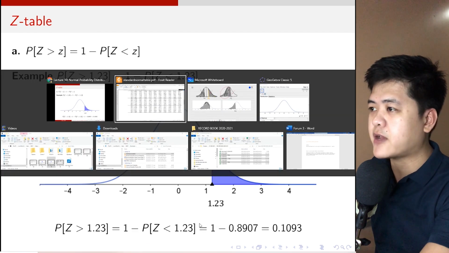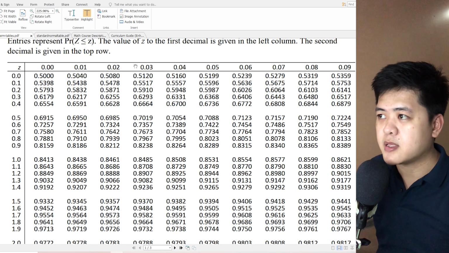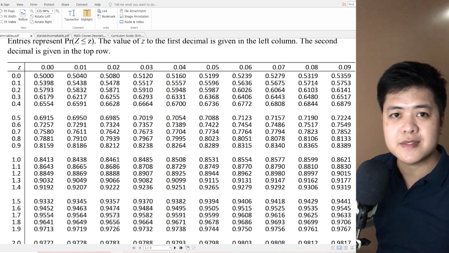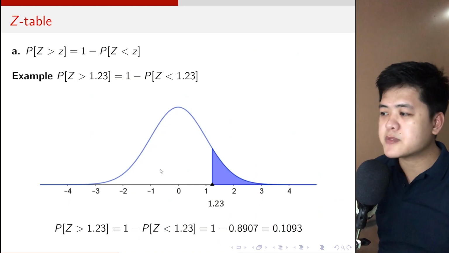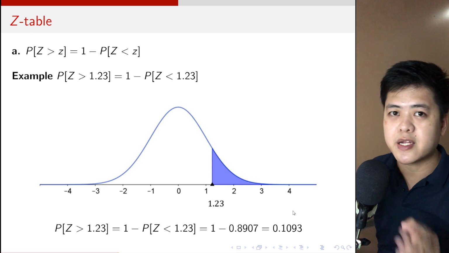Let's take a look sa graph natin. 1.23, no? So we have to look at 1.2 and then 3. So ito yon. It's 0.8907. And then, we have to subtract it from 1. So, the answer is 0.1093. So, that's case 1, if it's greater than a positive z.